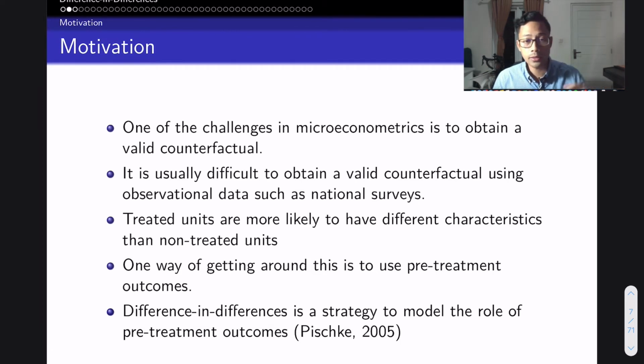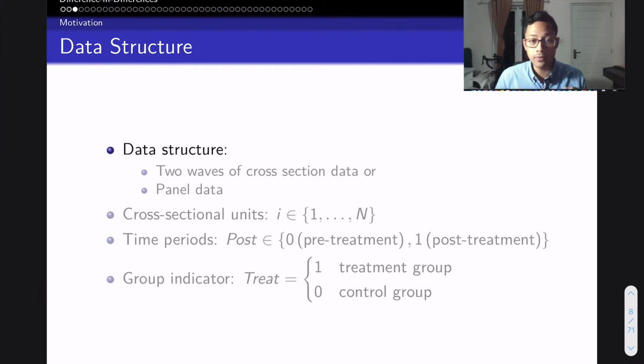Okay. So let's start with the data structure that we need for the difference in differences model. We can use at least 2 waves of cross-section data. We'll see why we need more than 2 waves in several slides. As an alternative, we can also use panel data. Suppose that we're going to do a pooled cross-section, and what we want to have is that for each year, or for each period, we want cross-sectional units. For example, we have n individuals, or perhaps n households, or perhaps other kinds of observations like firms, etc. We also want to have time periods.